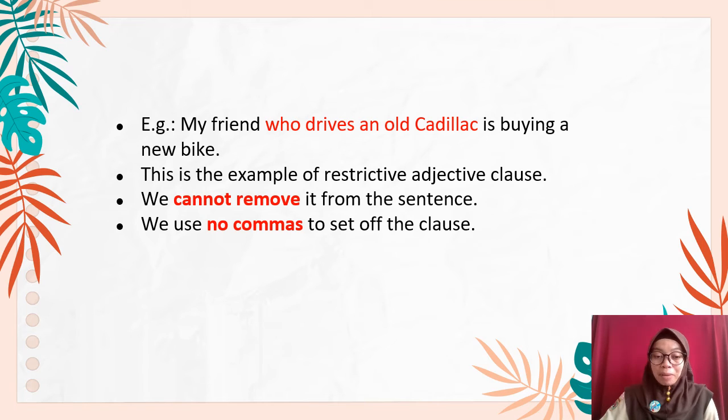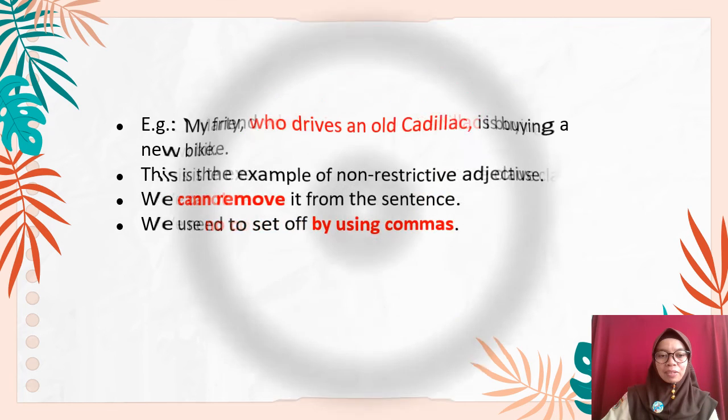Since I have many friends, you would not know whom I am talking about until I say who drives an old Cadillac. This is the example of restrictive adjective clause, and we cannot remove it from the sentence, and so we use no commas to set off the clause.